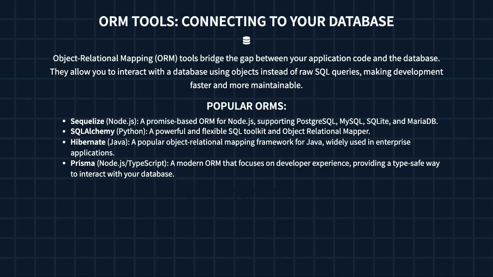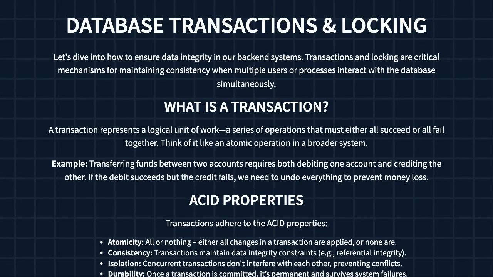Let's talk about ORMs, and they're seriously awesome tools for backend developers. Basically, they help you communicate with your database using code instead of complex SQL queries. There are a bunch out there, like Sequelize for Node.js, SQLAlchemy in Python, Hibernate for Java, and Prisma, which is gaining huge popularity due to its modern approach. Each one has its strengths, but the main goal is always the same: to make working with your database easier and more efficient.